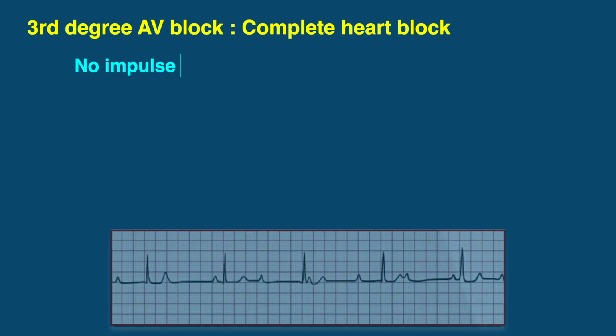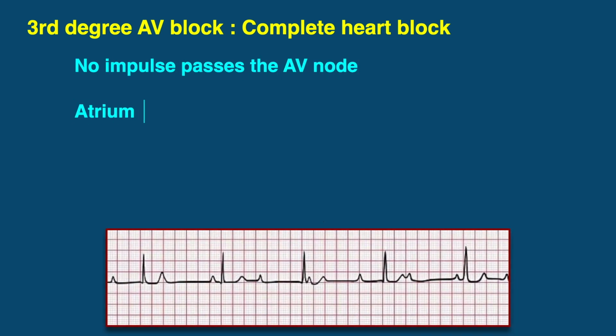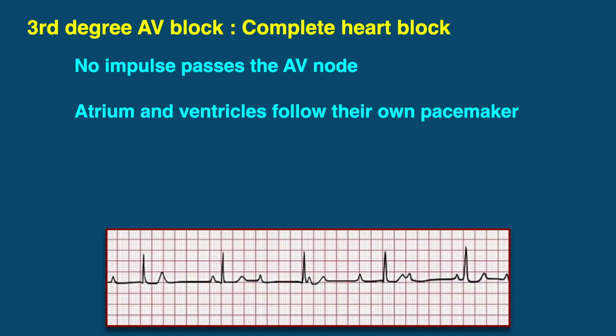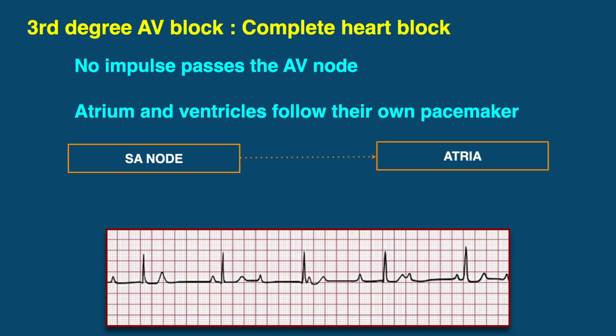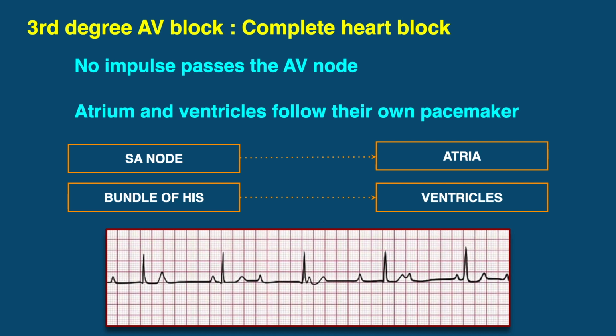In a third-degree AV block, also called complete heart block, no impulse passes the AV node, and the atria and ventricles follow their own pacemakers. The atria will follow the impulses produced by the SA node, and the ventricles will follow the ectopic pacing of the bundles of His at 30 to 40 beats per minute. Heart contractions become uncoordinated and pump little blood. Third-degree blocks are very dangerous.